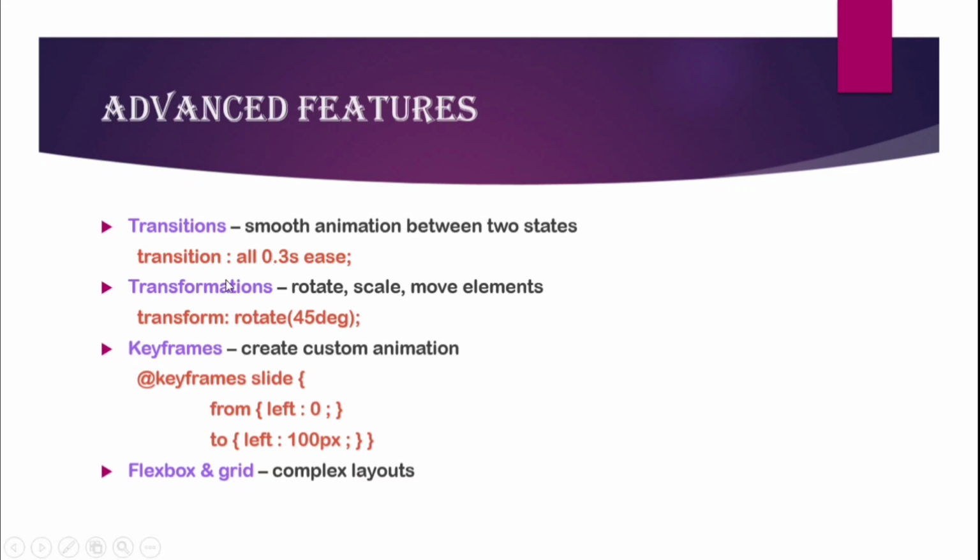Then we have transformations. What is transformation? We want to rotate or scale the image. That means you want to enlarge the image when you hover onto it, or you want to shrink the image, or you want to move the elements towards the right side, left side, or up and down. Then we use transformations. For that, we have the code: transform: rotate(45deg).